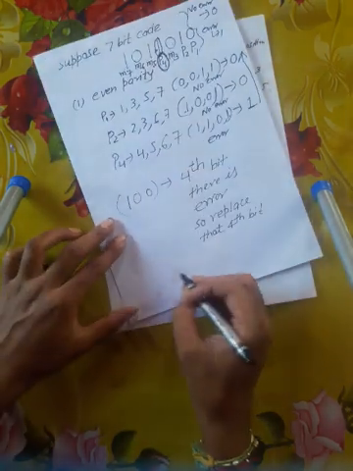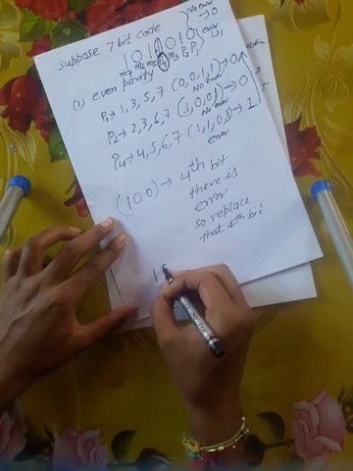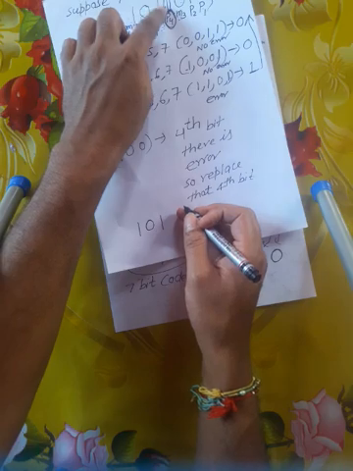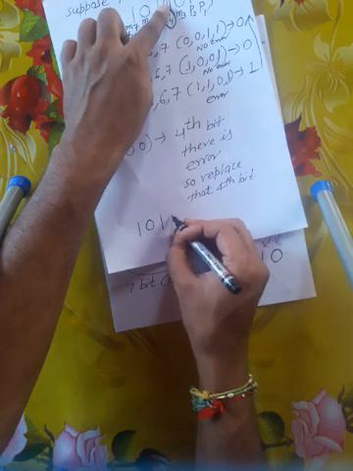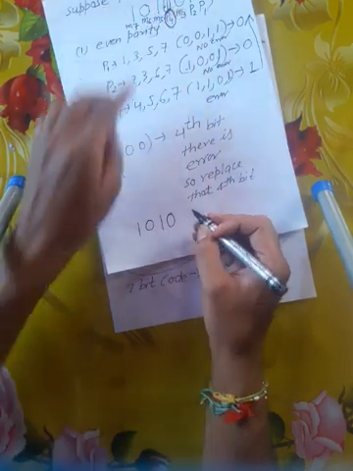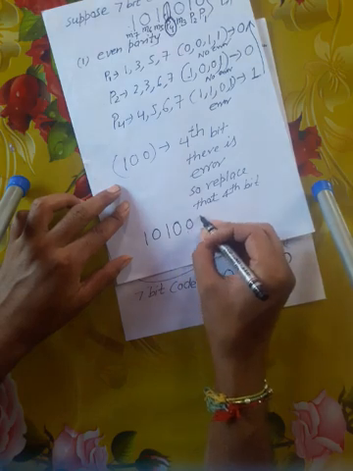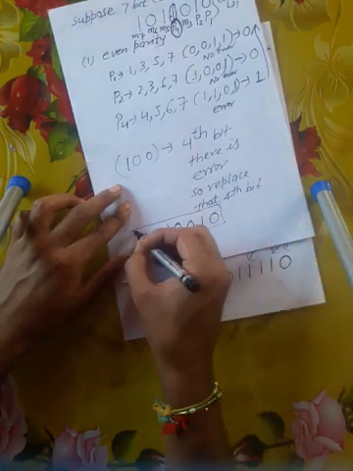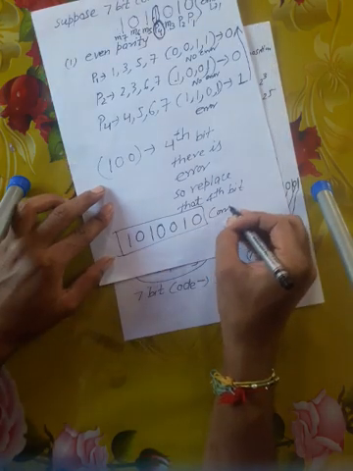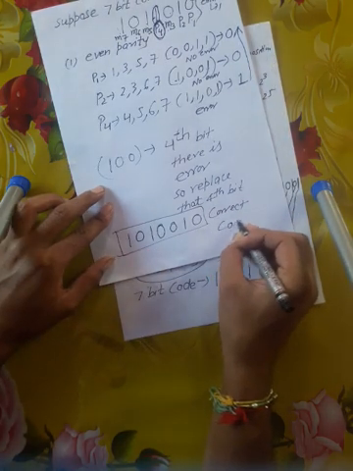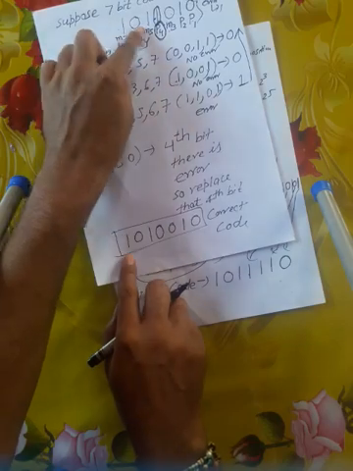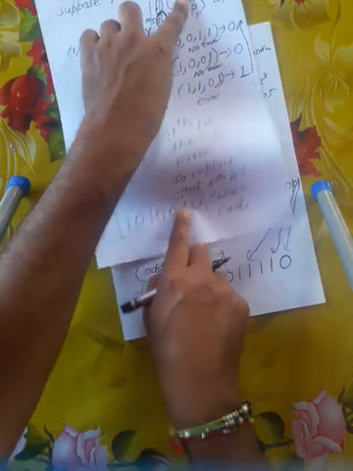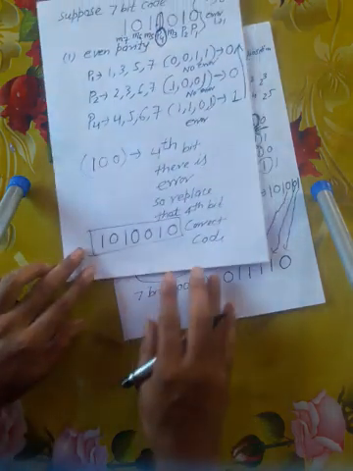So what will be the correct answer? 1, 0, 1. I am changing this. There is 1, I am replacing it by 0. Okay, then 0, 1, 0. This is your correct code. Correct code: 1, 0, 1, 0, 0, 1, 0. Now this is your correct code.